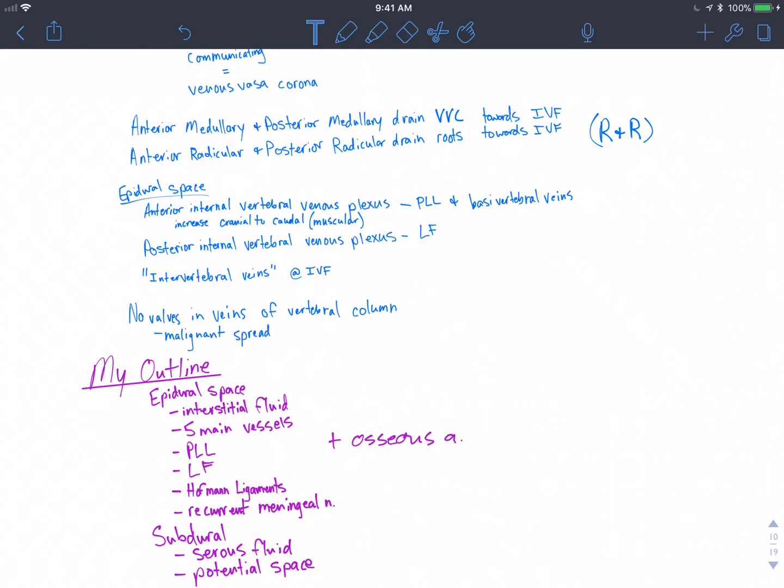What else we got? So the posterior internal vertebral venous plexus. Again, this is at the back of the canal near the ligamentum flavum. And if you ever hear intervertebral veins, we're just talking at the IVF, right? Because they're all headed out there. I did mention this in tutorial, but keep this in mind as far as clinical practice goes: there are no valves in the veins of the vertebral column. So if you do have malignant spread, with all this collateral circulation of the spine, it could spread a lot more easily than, say, other areas of the body.